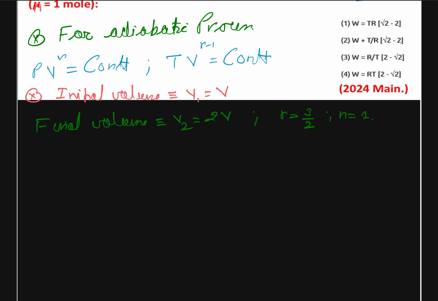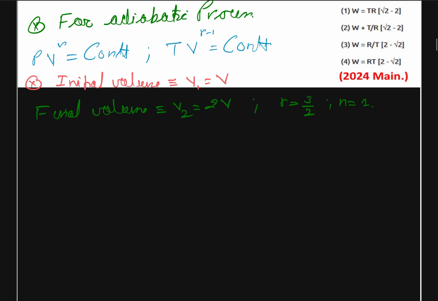First of all, because we are supposed to find out work done, and work done in the adiabatic process is (P2V2 minus P1V1) divided by (1 minus gamma). That is a standard relationship. So we have to find out all these P1, P2 and everything.